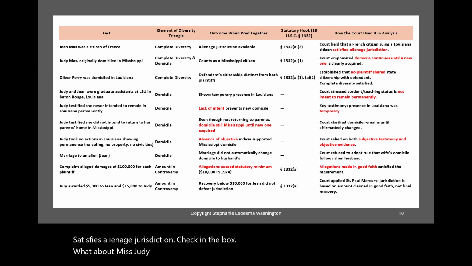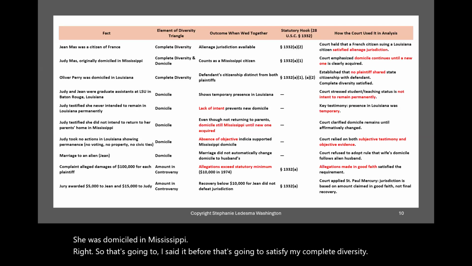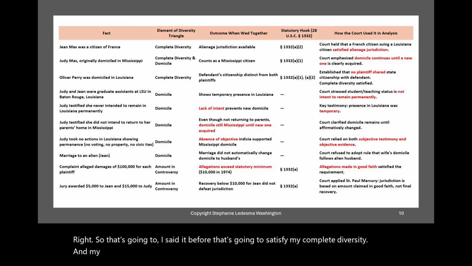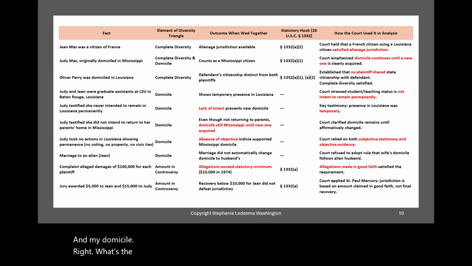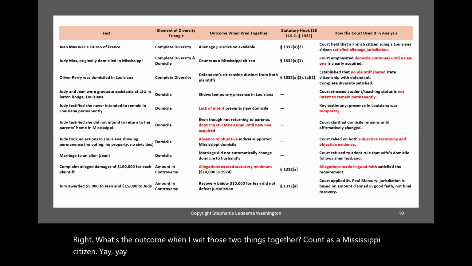Well, originally, she was domiciled in Mississippi, right? So that's going to, I said it before, satisfy my complete diversity and my domicile, right? What's the outcome when I put those two things together? She counts as a Mississippi citizen. Yay. What rule is that anchored to? 1332(a)(1). How is the court going to be able to use that?